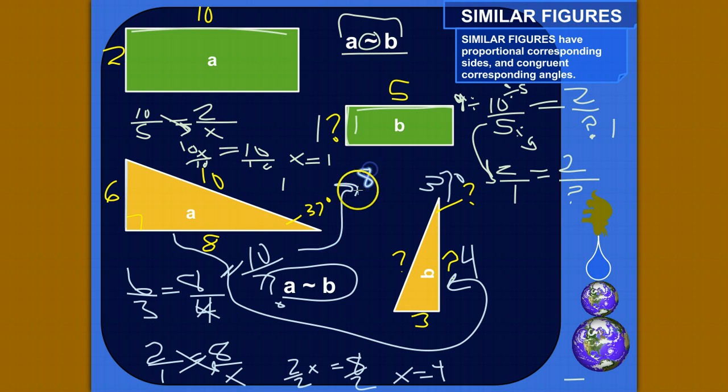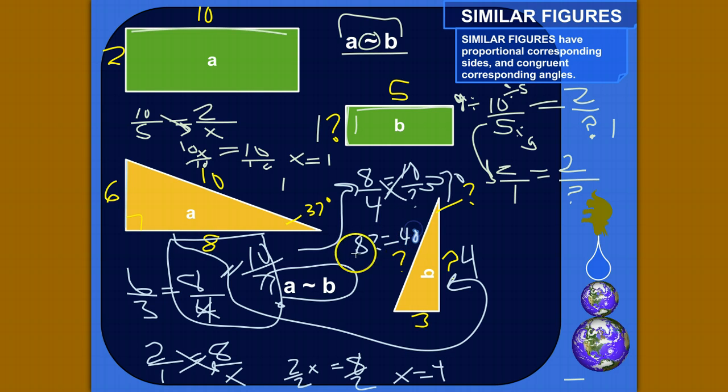So you only need one proportion here. 8 over 4 is equal to 10 over question mark. Well, let's just cross multiply. So 8 times question mark is equal to 4 times 10, which is 40. So what times 8 is equal to 40? That's 5. Question mark equals 5. And you could just divide to get question mark by itself, divide both sides by 8. 40 divided by 8 is 5. So this is 5. So our missing sides are 4 and 5.